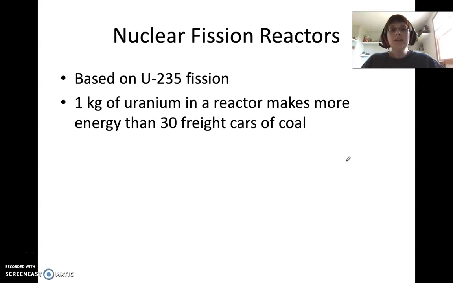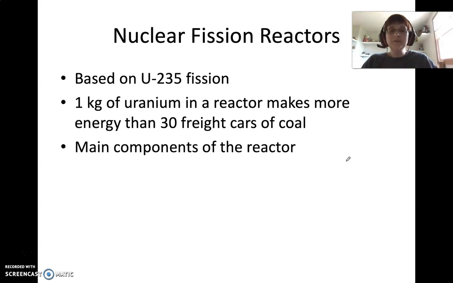So to give you an idea of how useful this is, 1 kilogram of uranium in a reactor makes more energy than 30 freight cars of coal. If you've ever seen the big freight cars on a train, you need 30 of those to make the same amount of energy as a kilogram of uranium. Now, I wouldn't recommend you hold a kilogram of uranium, but you could actually hold a kilogram of uranium with no problem whatsoever. So, huge difference here.